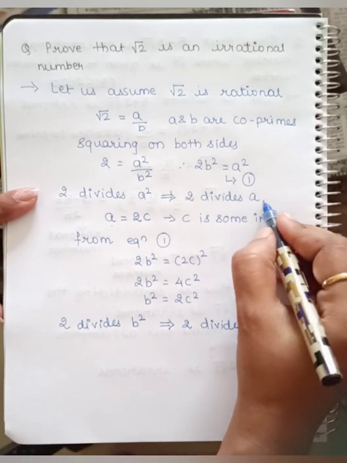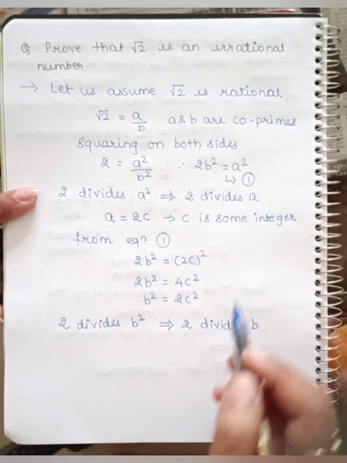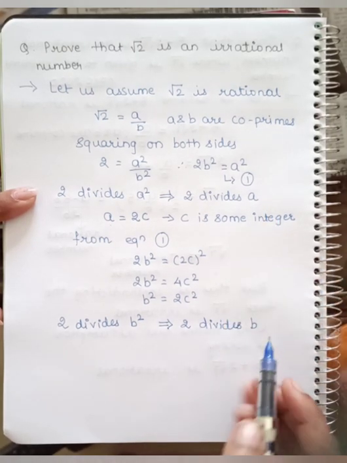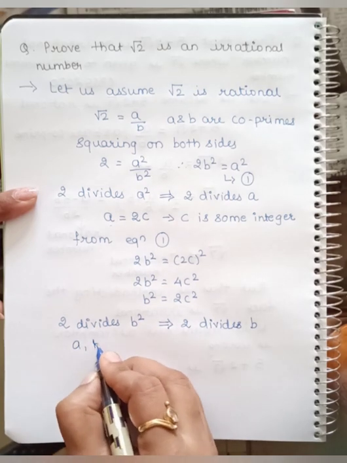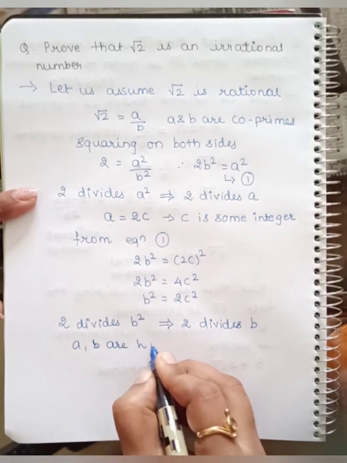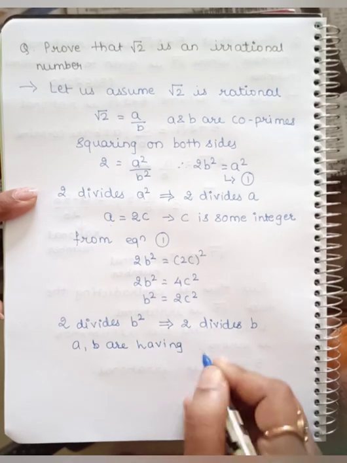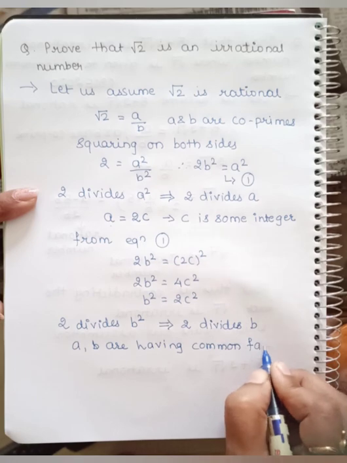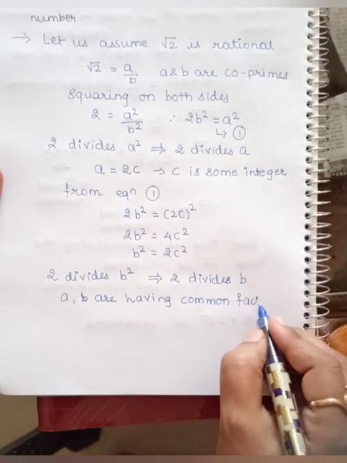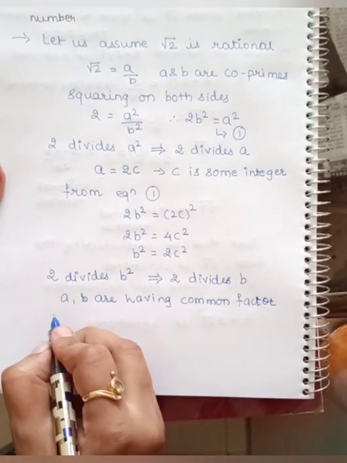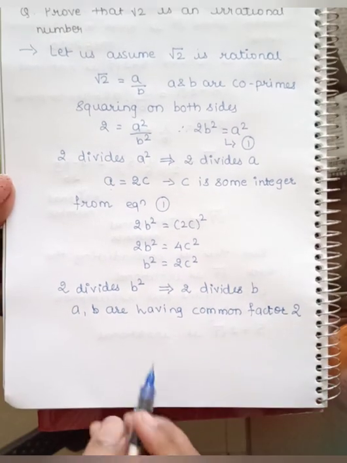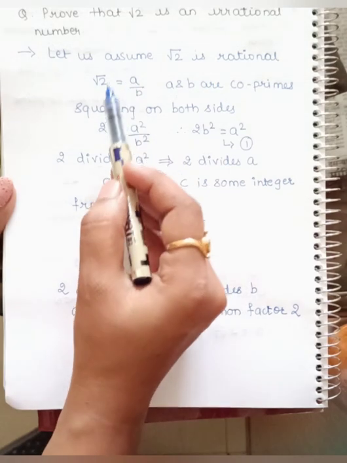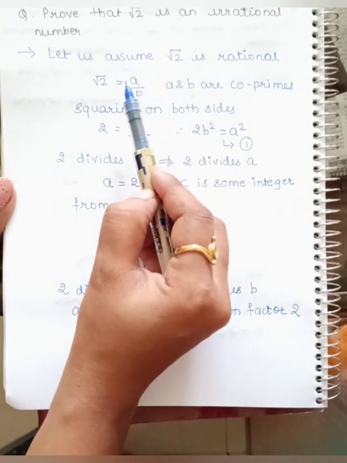What can you say from these two statements? 2 divides a as well as 2 divides b. Does that mean a and b have a common factor too? Because both are divisible by 2. So a and b have a common factor, which is 2.